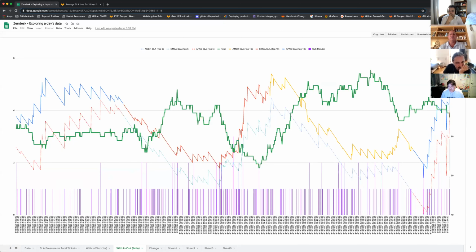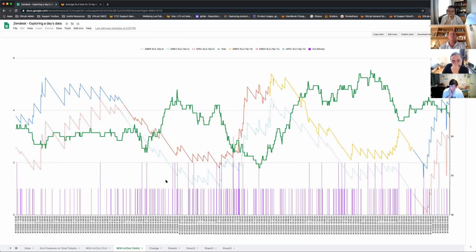It goes up and down. You can look at the axis. These blue jagged lines and red and yellow, those are actually the average SLA for the next 5 tickets to breach. Next 10 tickets to breach. And the dotted lines are actually the average SLA for the next 5 tickets to breach. And the purple bars below are the number of responses we send out.